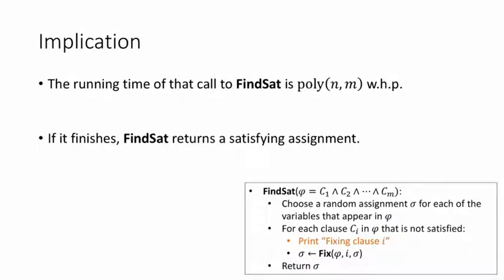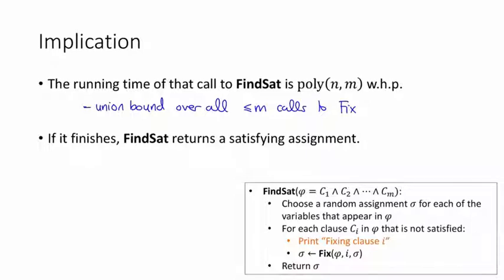If this claim were true, it would mean that the running time of my call to find_sat is also going to be with high probability polynomial in n and m. The reason is that I'll be able to union bound over all at most m calls to fix at this top level, so just these calls. And I know that if this algorithm finishes, find_sat is going to return a satisfying assignment. That's because up here in this top level, I'm fixing all of the clauses that were initially broken, and because of the recursive calls, I'm going to clean up any mess that I make. And I won't break any more clauses.